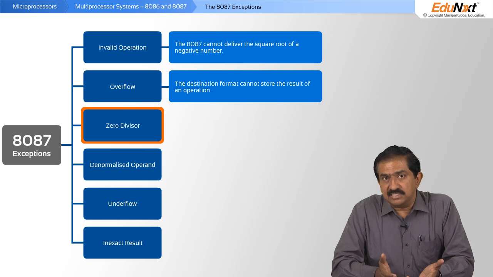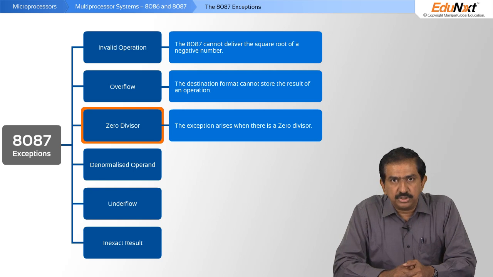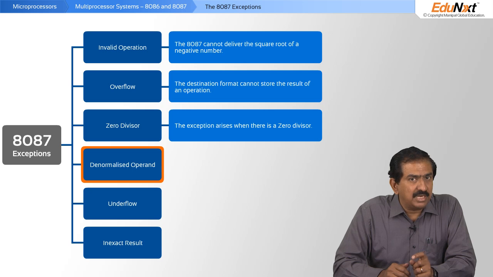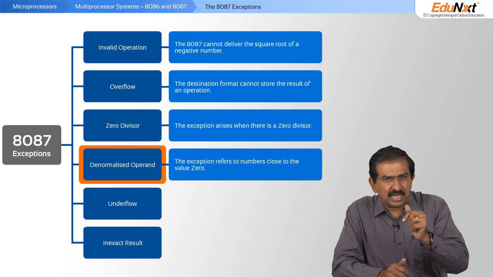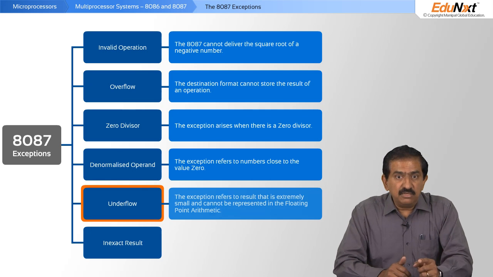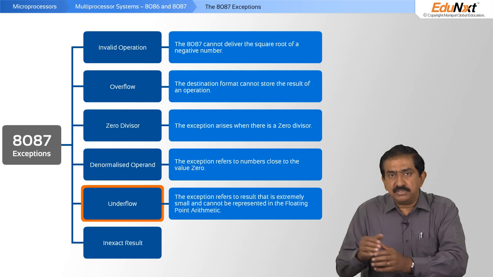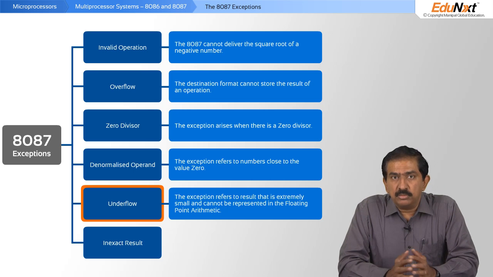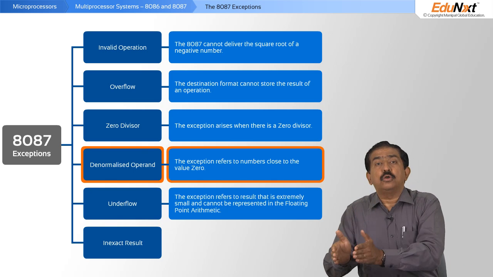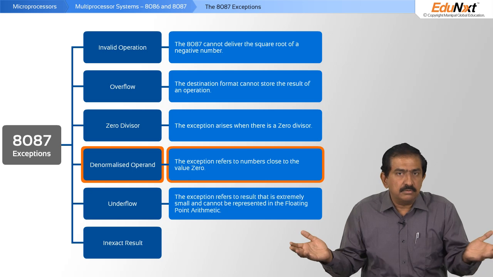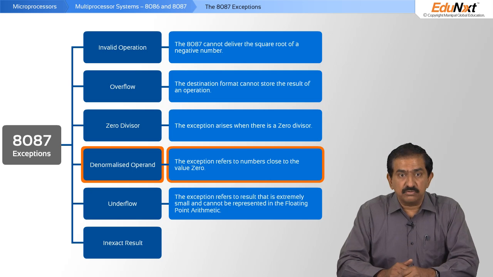It could be a zero divisor. That means you're really dividing something by zero. Again, an undefined operation. It could be what's called a denormalized operand, which is a special case of an underflow. So what's an underflow? An underflow is when the result is extremely small and cannot be represented in the typical floating point arithmetic. The denormalized operand is a result that is so small and so close to zero. And you have, as a programmer, to decide within the 8086 what to do with these kinds of exceptions.